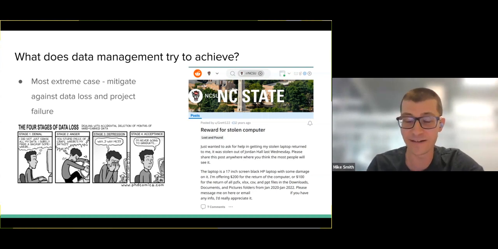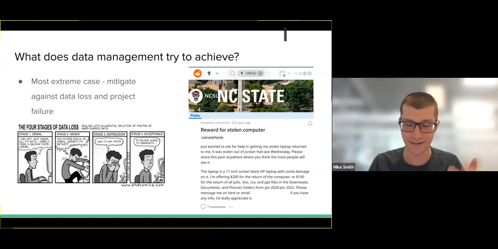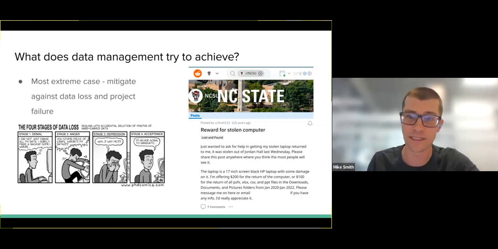It's quite a depressing read, but I just kind of wanted to emphasize that this idea of losing your data is not just a theoretical thing or a cartoon. It can happen for real. And as an individual or at a project level, that can be quite devastating. And this is the kind of most extreme thing that data management is trying to make you think about, these consequences and what you might be able to do to mitigate them.